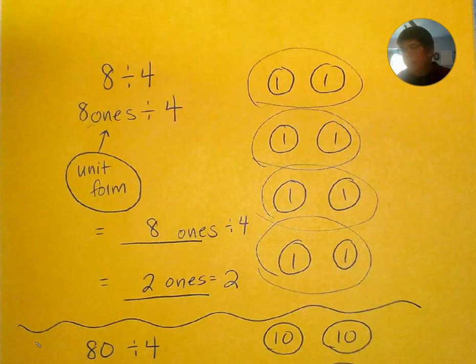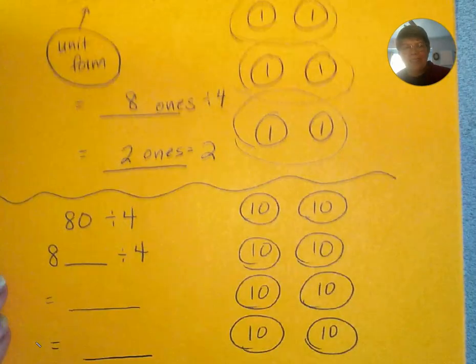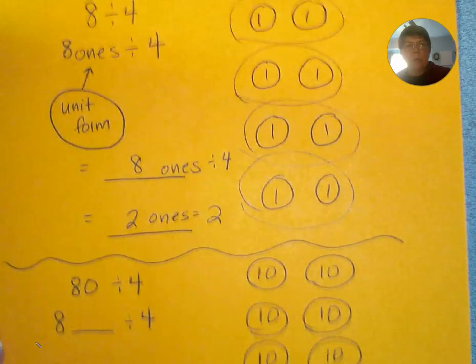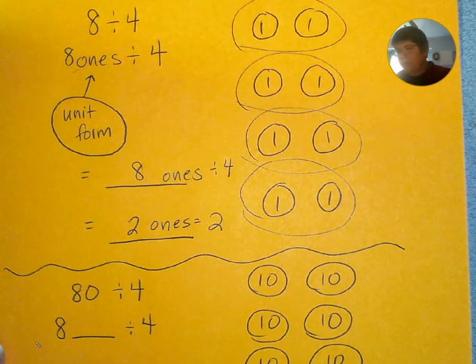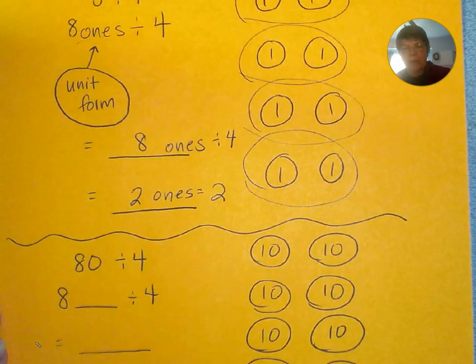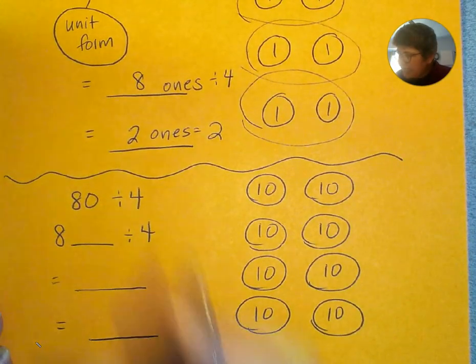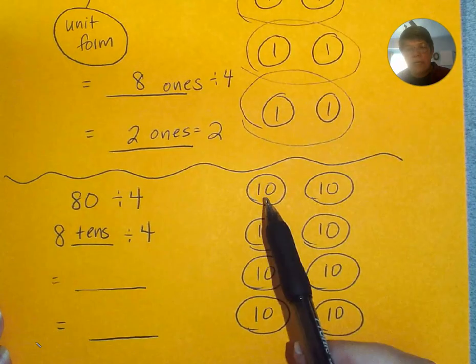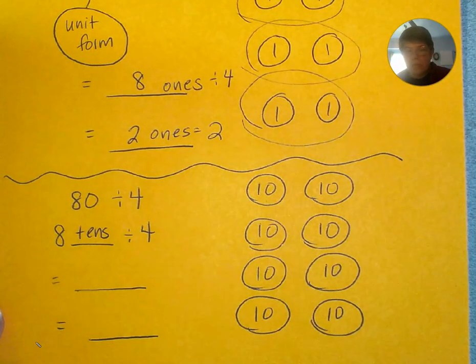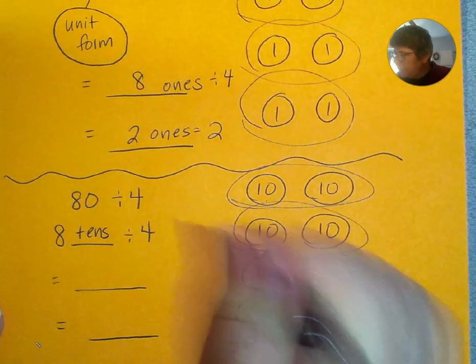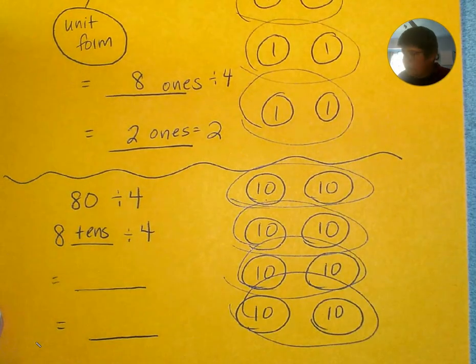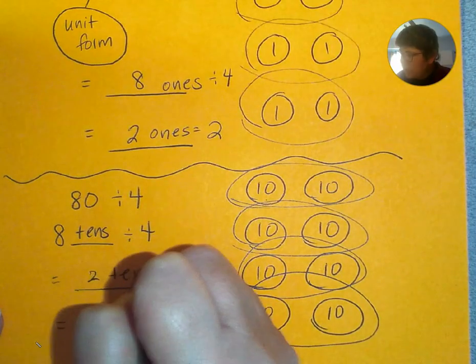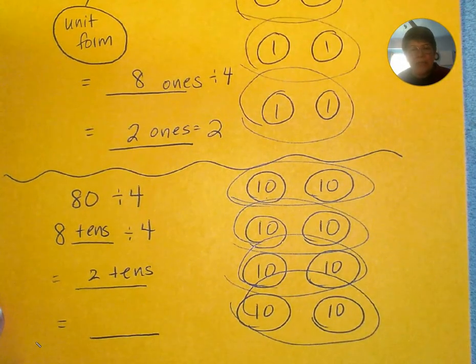All right. And then we can use that same thinking from 8 ones divided by 4 to now do 80 divided by 4. And 80 is 8 tens. So it's going to be exactly the same as what we just did, except now instead of 1 discs, we have 10 discs. So we're going to, again, put them into 4 groups. And how many are in each group? 2 tens are in each group. 8 tens divided by 4 is 2 tens. 2 tens is 20. Okay?